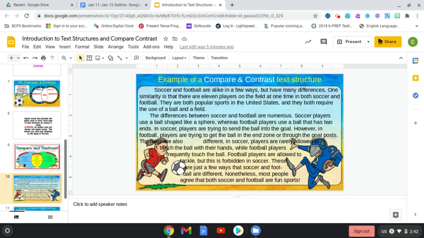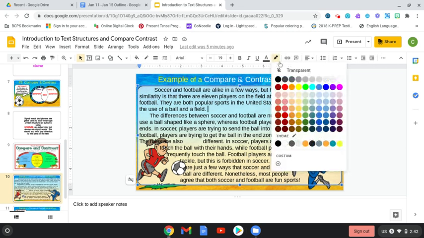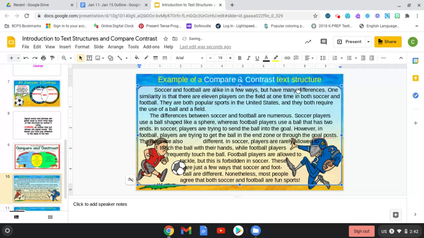So let's look at this first example here. What I'm actually going to do is, as I'm reading, I'm going to be highlighting some compare and contrast signal words because I do know this is a compare and contrast text, but I want to show you how the author is organizing it so you understand that.